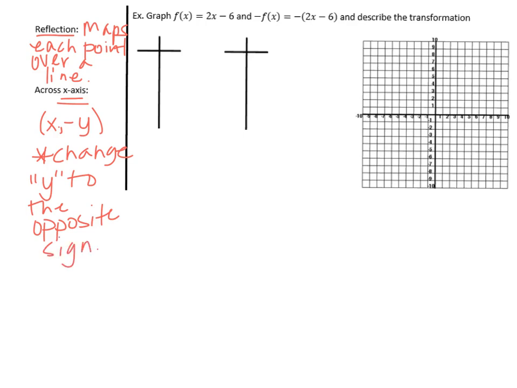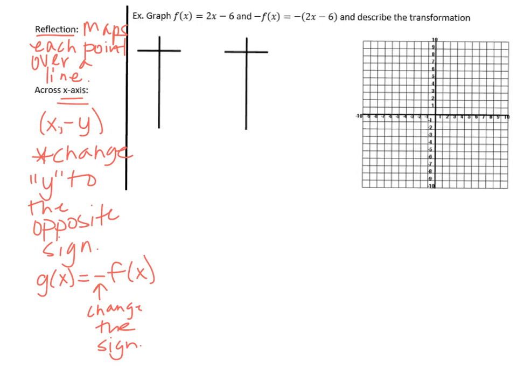The notation would be g of x is equal to negative on the outside, f of x. That means you're changing the sign of your outputs, and that would be your y value. So let's take a look at this in action.